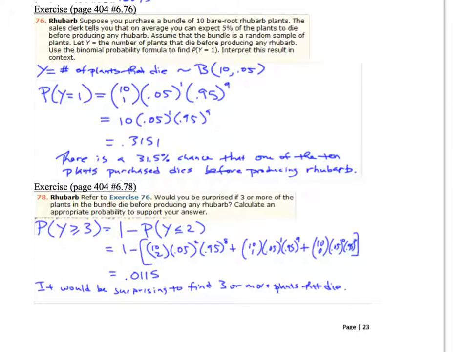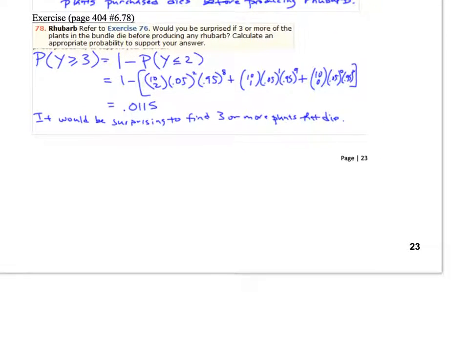Well, as we read through the context here, y is the number of plants that die. So in this case, success is in quotes here. Dying is success. So n is 10. P is 0.05. That comes out of the context of the question. So to figure out the probability that y equals 1, we get the binomial coefficient, 10c1, 0.05, the success probability to the first power, and then the failure probability, 0.95 to the 9th power. Multiply that out, and you have 0.3151. So we know that there's about a 31.5% chance that one of the 10 plants purchased dies before producing rhubarb.